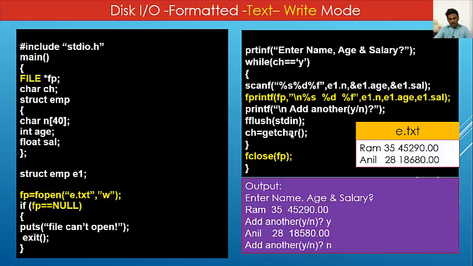So if we press y here, that y is assigned to ch, and the loop continues. Now ch has y equal to y, the condition is true, so it gets another set of values, that is Anil, 28, 18,680. Then it prints those values into fp. Then it displays "add another y/n", getchar, and it waits to get a character.